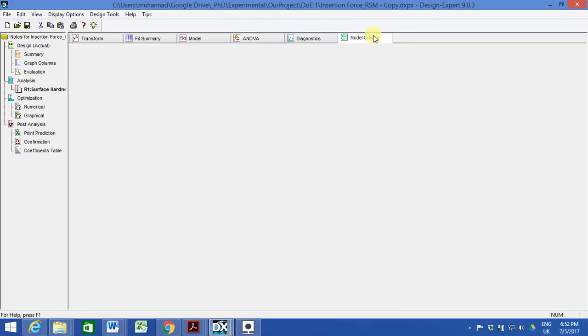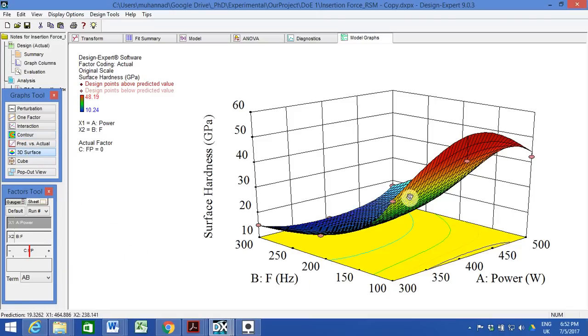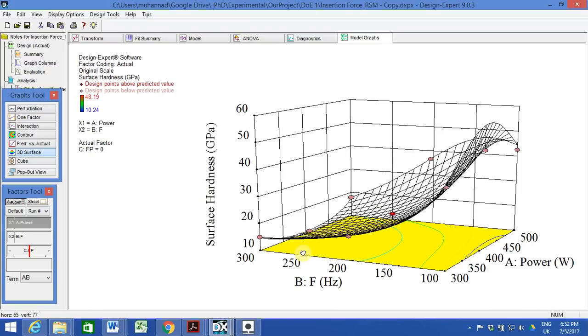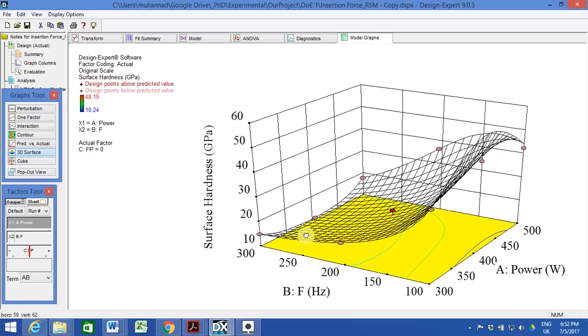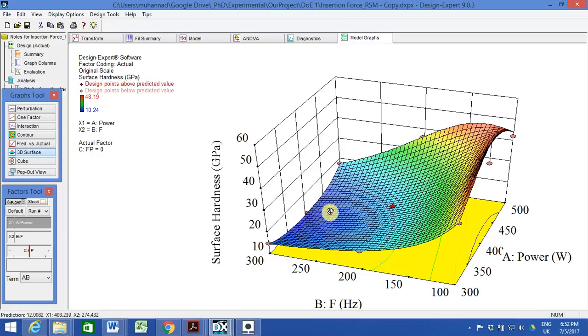So for now, we go to the last tab and get the RSM plots, which are the response surface plots. The graph you can see here shows you the correlation between the power as an input parameter and the frequency with the output response, the surface hardness. This is a 2D graph. The same if you click here on the 3D, you see, this is a 3D. You can turn and swap the graph as needed to see which way you can show the variation. Okay, so these are two factors.